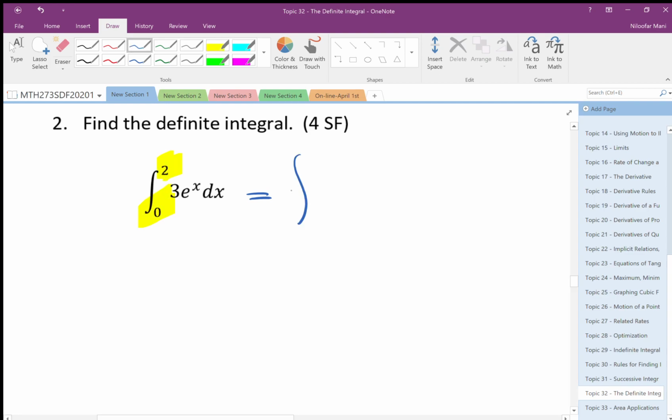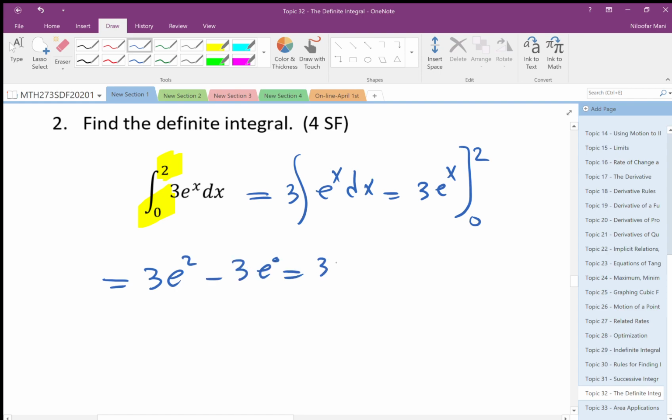So the answer is 3 comes out. So the answer is this, which is 3e power x. I don't need C, from 0 to 2. Okay, so it's 3e power 2 minus 3e power 0, which is 3e power 2 minus 3, because e power 0 is 1. That's it. This is the answer.